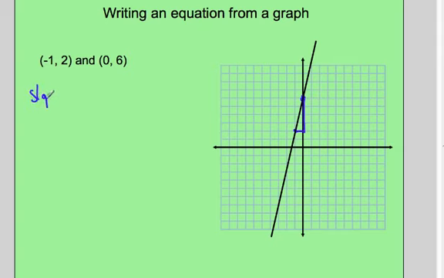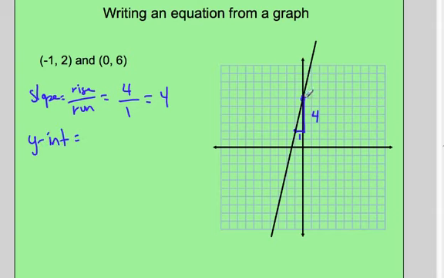So the slope in this case is the rise over the run. And that's going to be equal to, now this one's 4, because it goes up 4, and 1. So rise of 4, run of 1. In this case, 4 divided by 1, well, that's just 4. Positive or negative, it goes up from left to right, so it's a positive slope. Great. Y-intercept equals, and this point right here, let's see, 1, 2, 3, 4, 5, 6. So my y-intercept is 6.